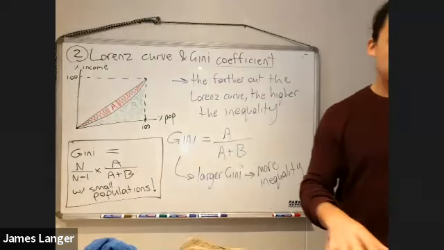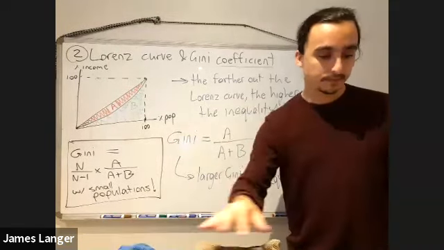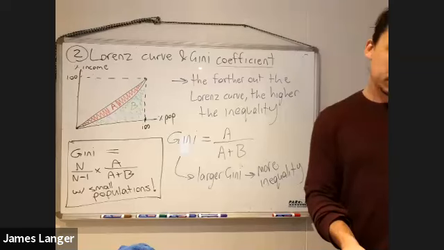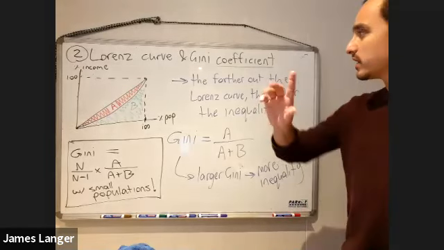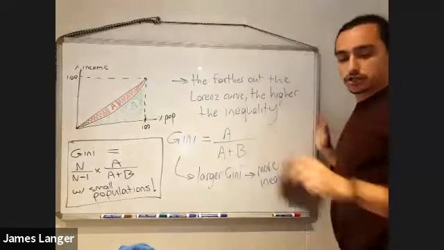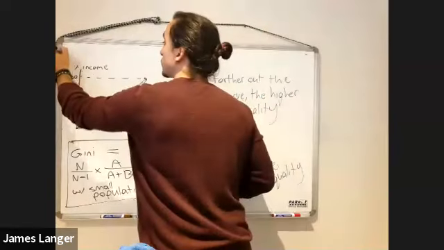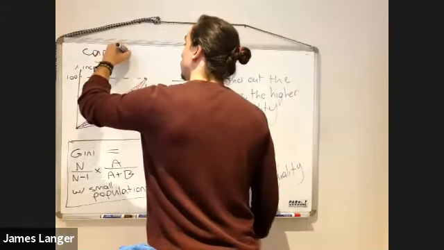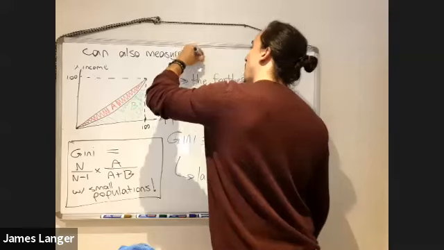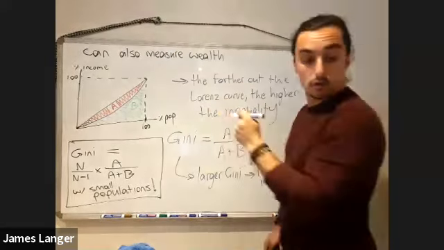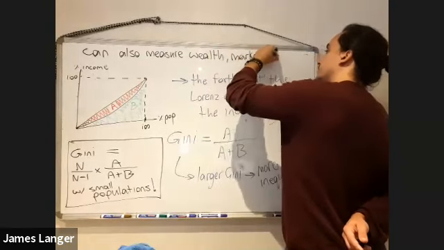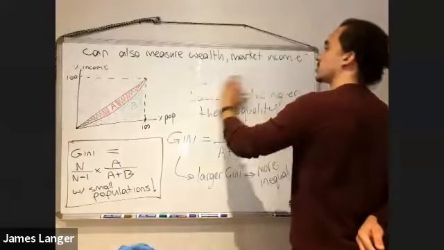Fantastic. Right, so we're going to look at types of inequality. And sorry, one thing I just want to mention when it comes to the Lorenz curve and the Gini coefficient, okay? We can also measure wealth, market income, or disposable income.